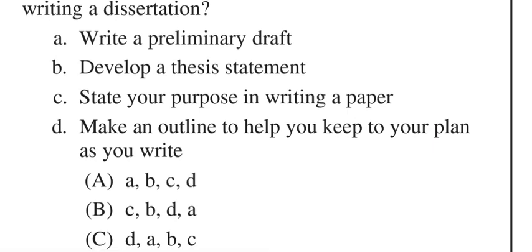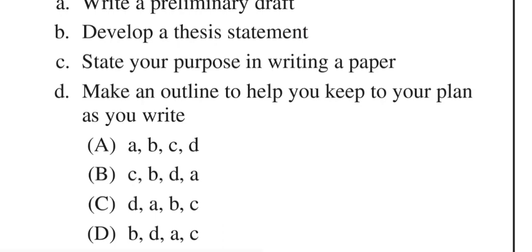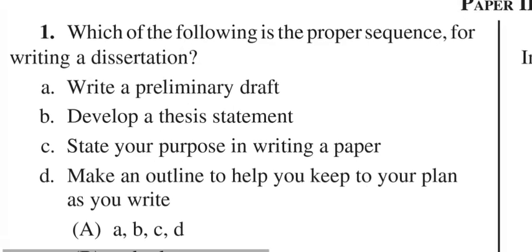Number A is saying, write a preliminary draft. Number B is saying, develop a thesis statement. Number C is saying, state your purpose in writing a paper. Number D is saying, make an outline to help you keep to your plan as you write. Which one will be correct? Options are A, B, C, D; C, B, D, A; D, A, B, C; B, D, A, C. Which one will be correct?